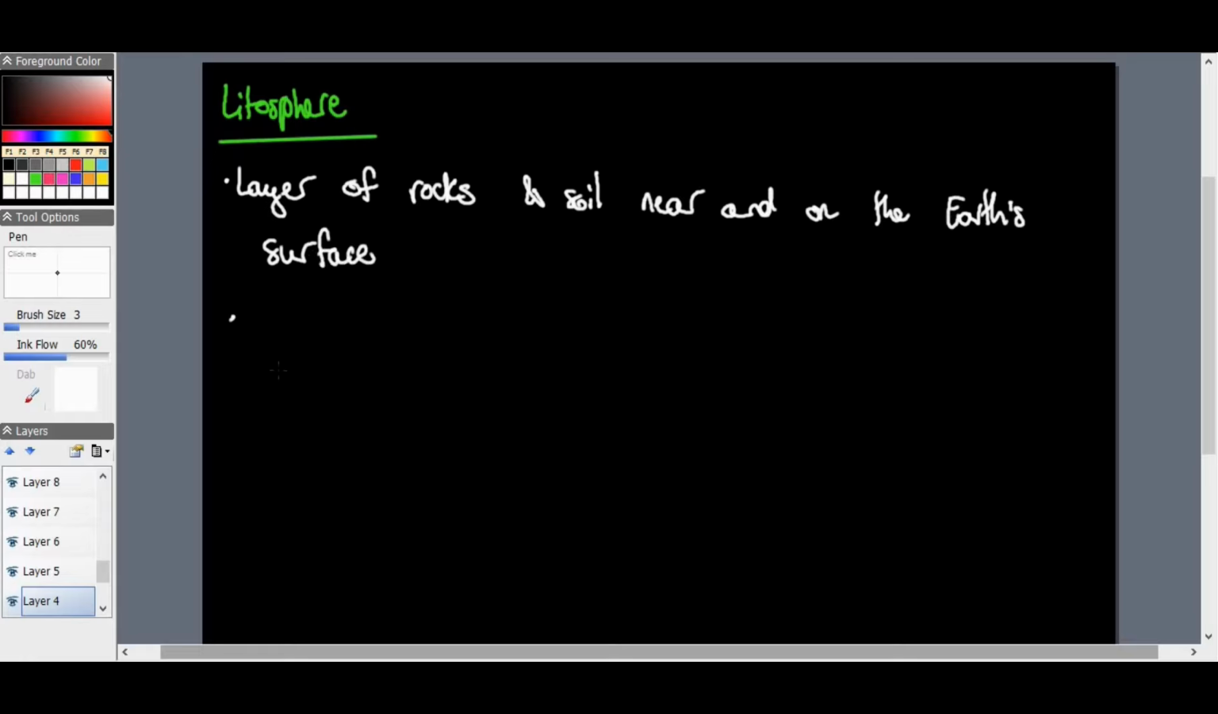And we will learn more about the lithosphere in the next unit. We actually have a separate unit dedicated just to the lithosphere, so we'll learn more about that when we get there. We're going to break that one up. And also when you get to geography, you will learn more about the lithosphere as well.